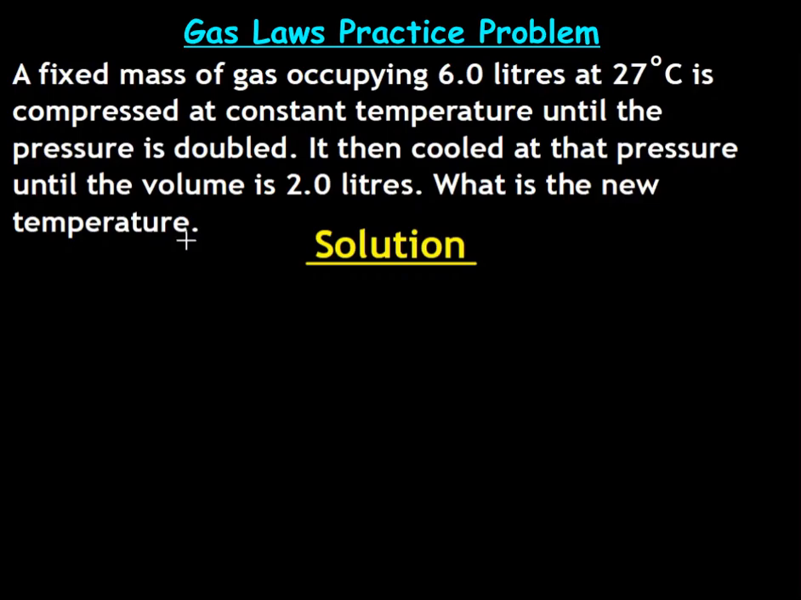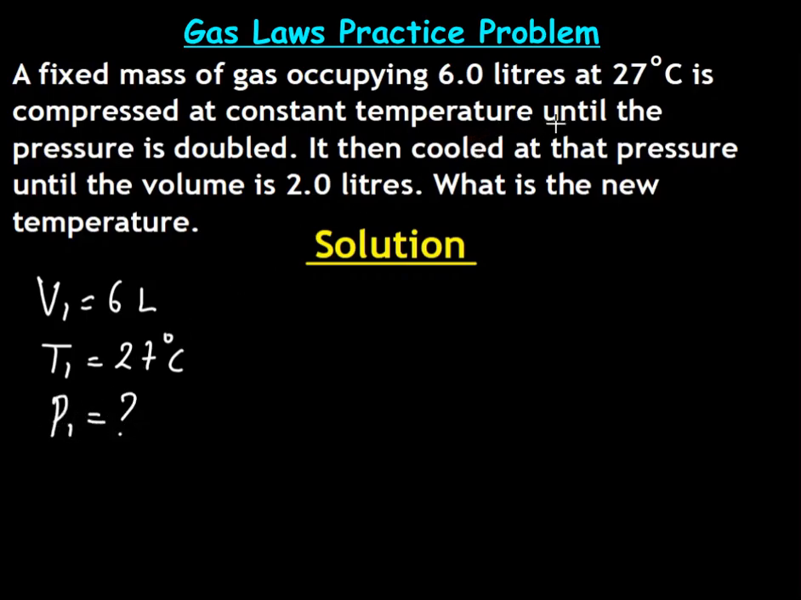The first thing is to write out the parameters given to us in the question. We're given that the fixed mass of gas occupied a volume of 6.0 liters, so the initial volume V1 is 6 liters, at an initial temperature of 27 degrees Celsius, so the initial temperature T1 is 27 degrees Celsius. But the pressure at which the gas was maintained was not given to us, so P1, the initial pressure, is unknown.